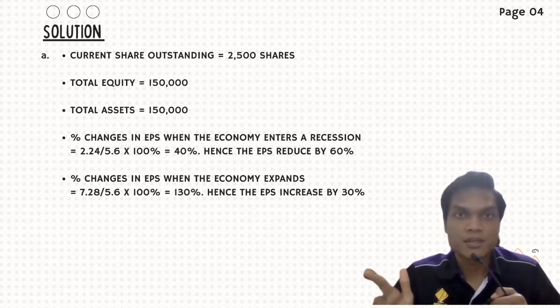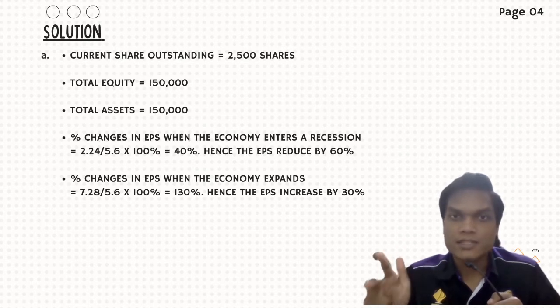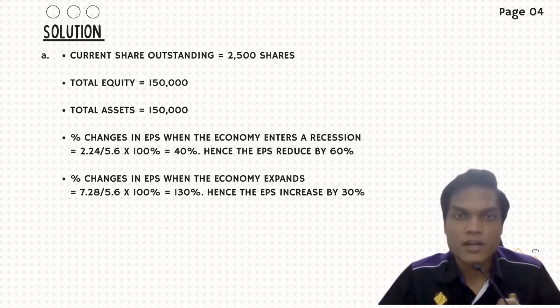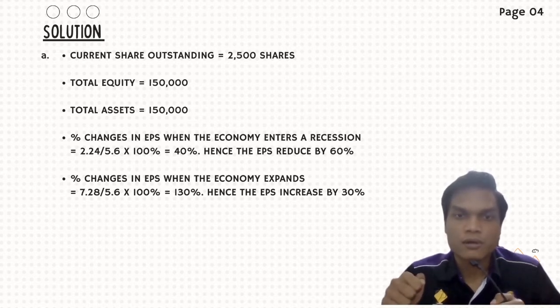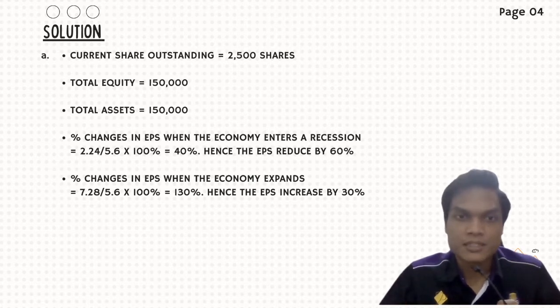So the next requirement, we need to calculate the percentage change in EPS when we enter recession and expansion conditions. Currently, the company has 2,500 shares outstanding. We have equity and total assets of 150,000 each. If we enter the recession condition, the percentage change in EPS will be 2 ringgit and 24 cent divided by 5 ringgit and 60 cent times 100%.